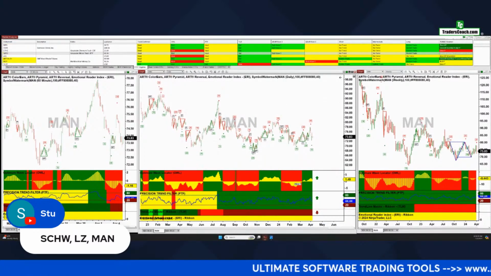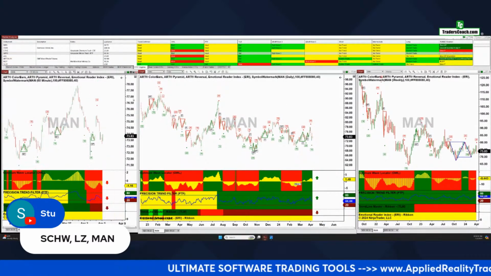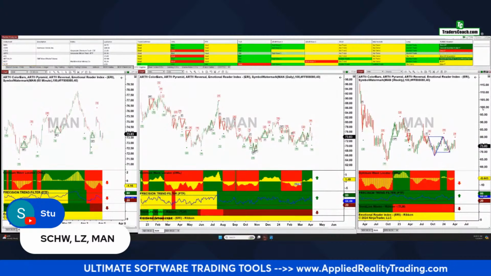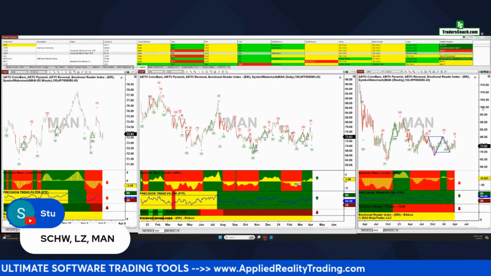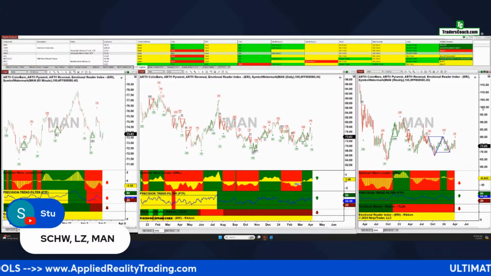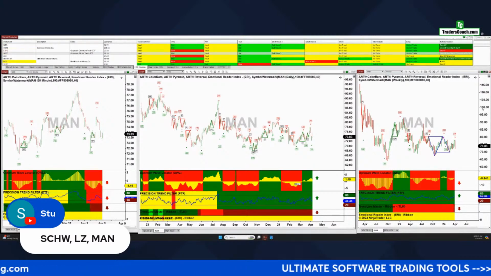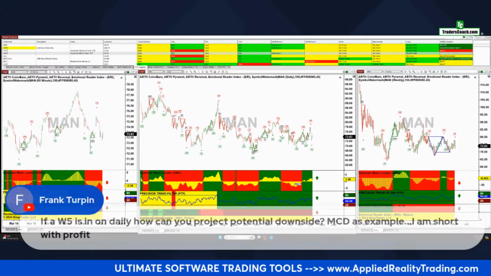All right, so here we got MAN. MAN has a nice green PTF on both the center chart and the right chart, but a red one on the left chart. We're also stuck in a consolidation. So let's wait and take a look at this one next week. This is a no-go for right now.